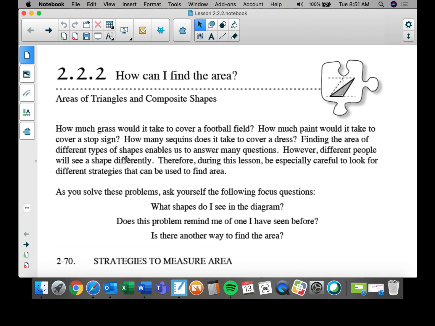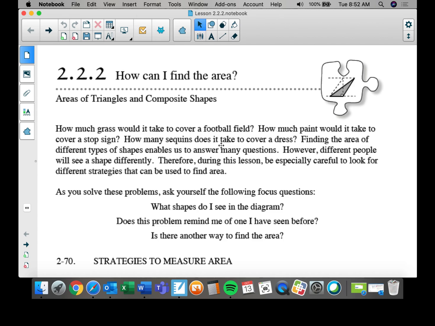How much grass would it take to cover a football field? How much paint would it take to cover a stop sign or a room? How many sequins does it take to cover a dress? Finding the area of different types of shapes enables us to answer many questions. These are all examples of where you would use area in real life: when you're painting something, tiling a floor, or covering a football field with grass or fertilizer.